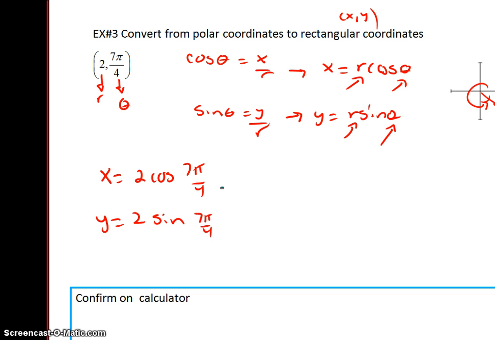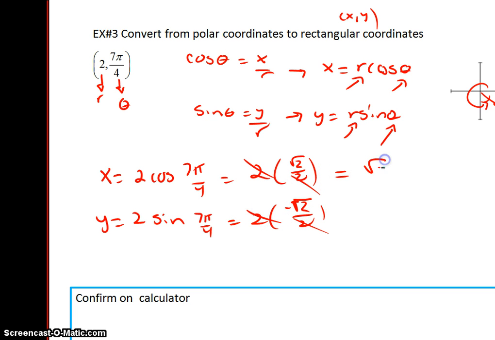7 pi over 4 is on the unit circle. I know cosine is a positive root 2 over 2, and sine is a negative root 2 over 2. So it's 2 times root 2 over 2. You can pull out your unit circle if you need it. Sine is negative root 2 over 2. The 2's cancel. So my x is root 2, my y is negative root 2. So my rectangular coordinates are x comma y. My x is root 2, my y is negative root 2.